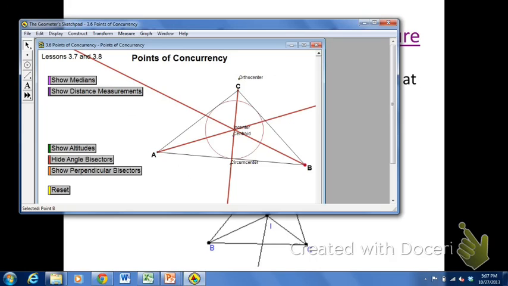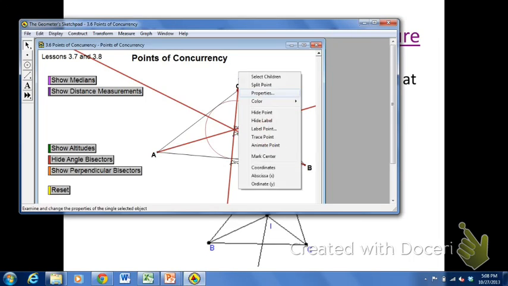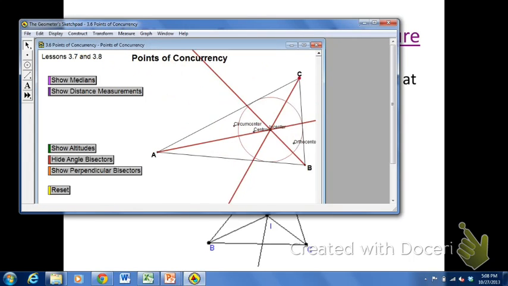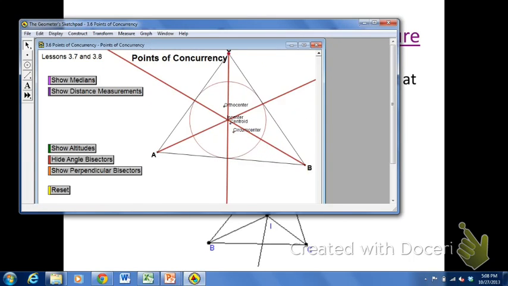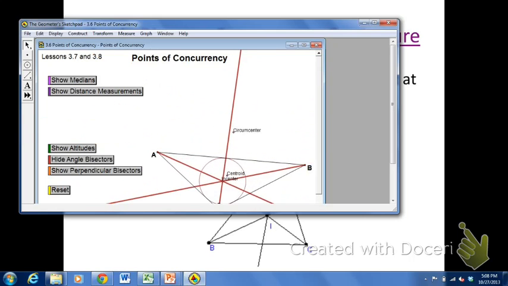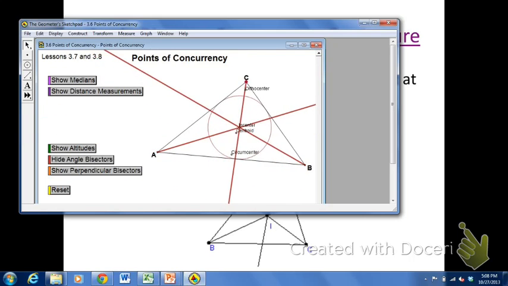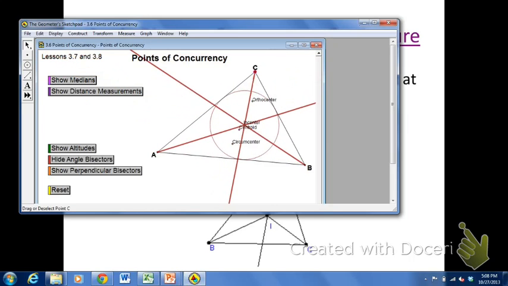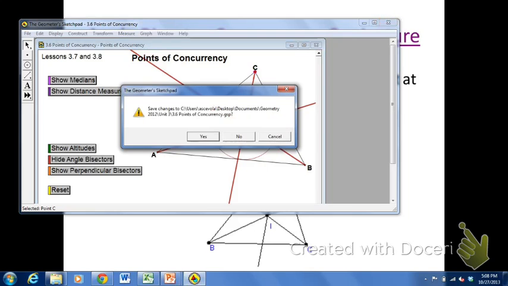In this geometry sketchpad diagram, I have a triangle. All these red lines are the angle bisectors. No matter how I adjust the triangle, the angle bisectors will always intersect each other at one point. And that point is called the incenter. Now, there are a couple of interesting things about the incenter. Before we learn about them, let's look at this problem.